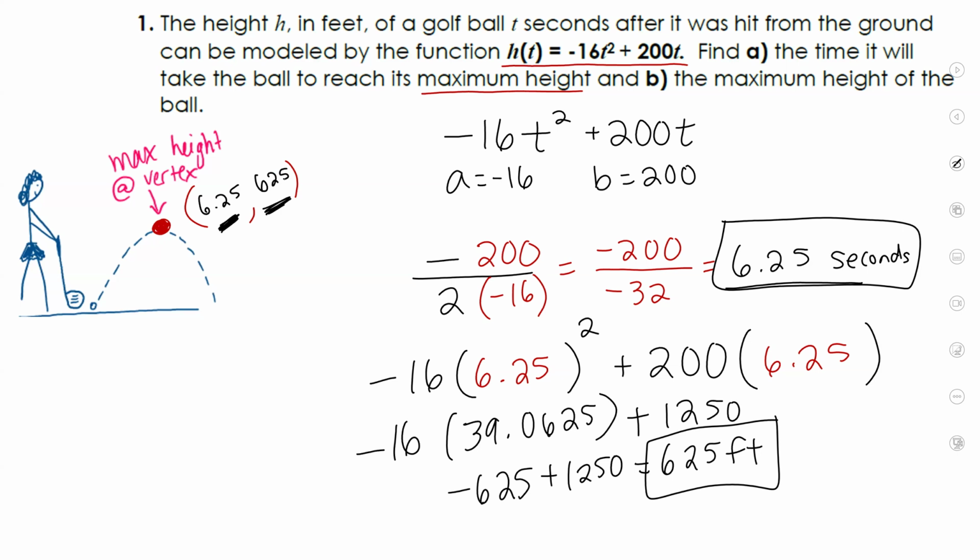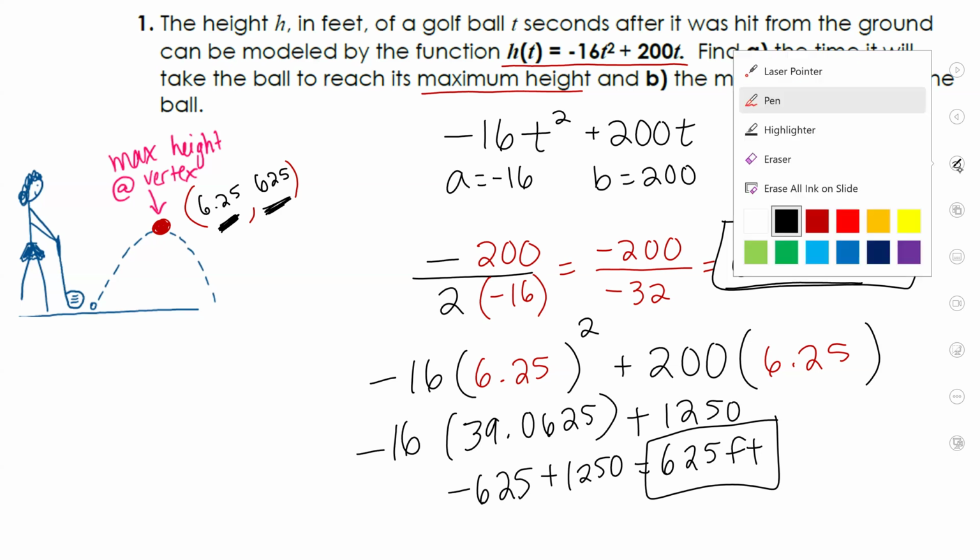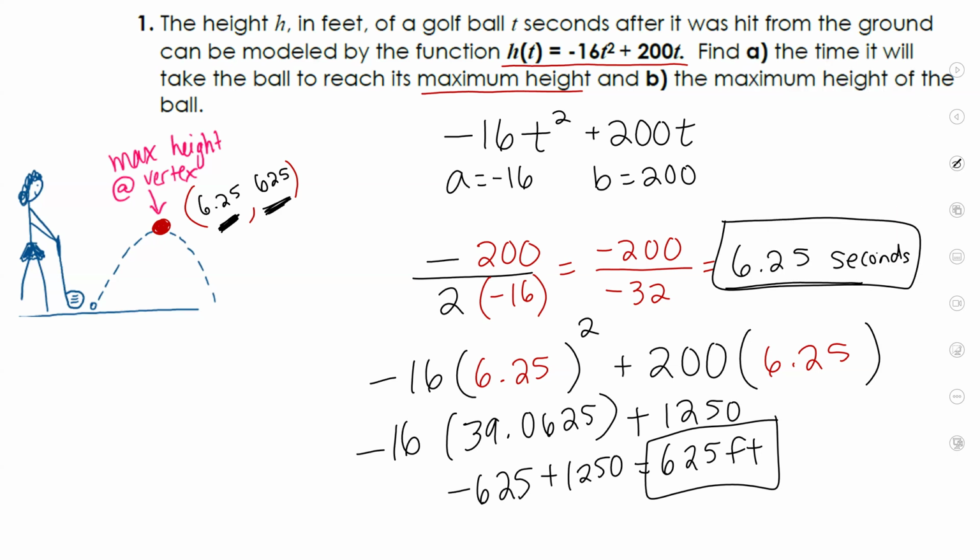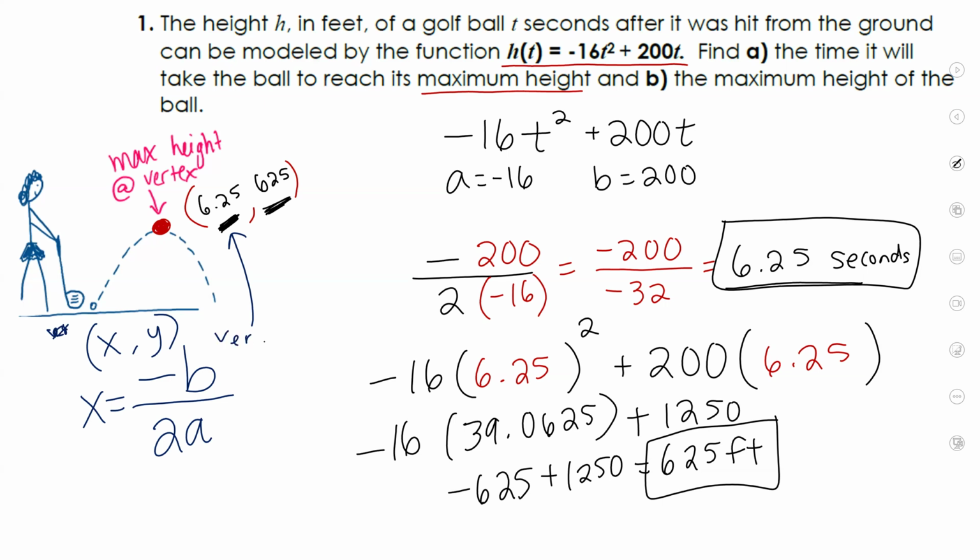So the only thing that you learned that was new today is how to find the x value of your vertex. You use the formula negative b over 2a. That is how you find the x value in your vertex. Please write that down somewhere. That's important. Your x value of the vertex.